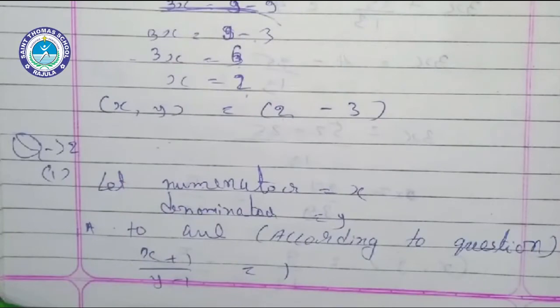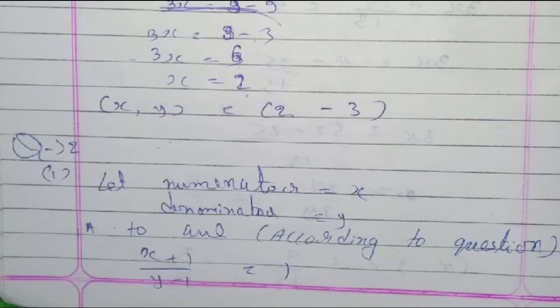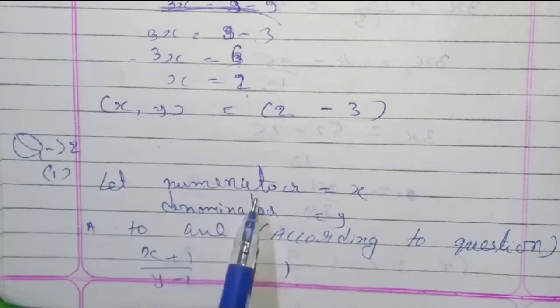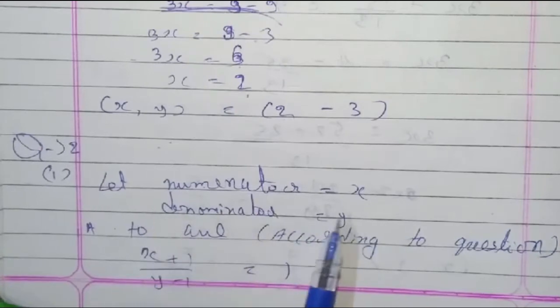Now we take question number 2 to understand again the elimination method. From the pair of linear equations in the following problems, find the solutions if they exist by the elimination method. If we add 1 to the numerator and subtract 1 from the denominator, the fraction is reduced to 1. It becomes 1 by 2 if we only add 1 to the denominator. What is the fraction?